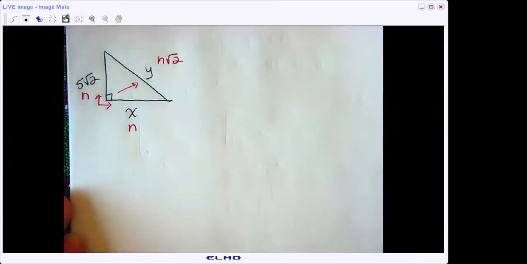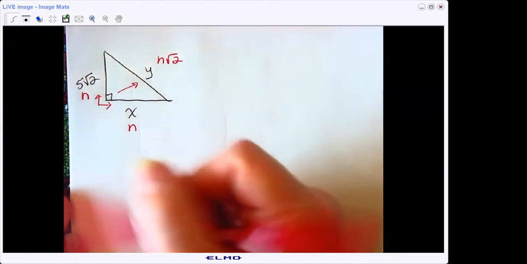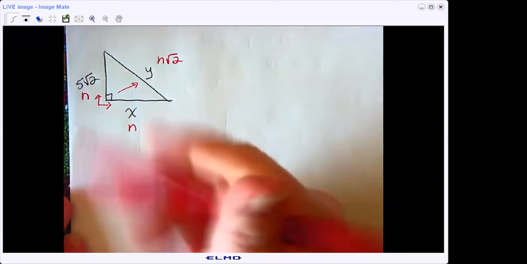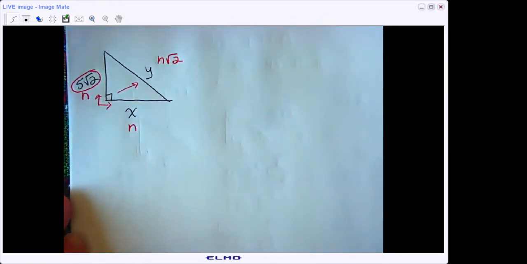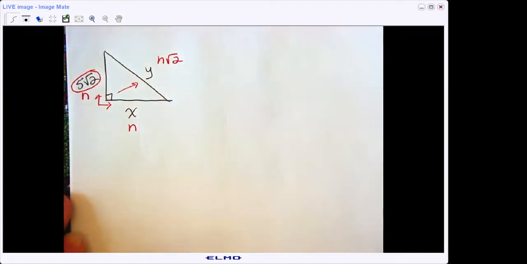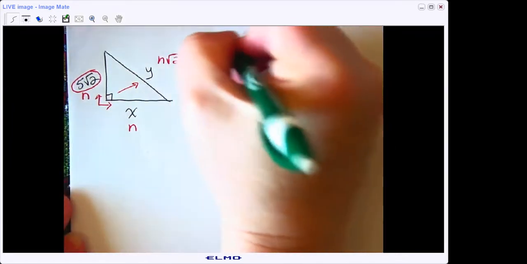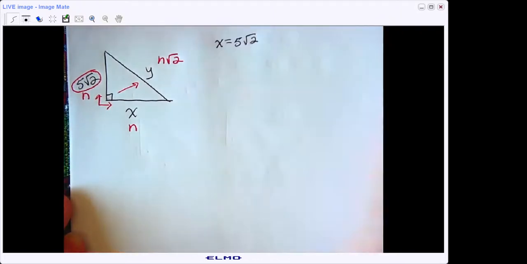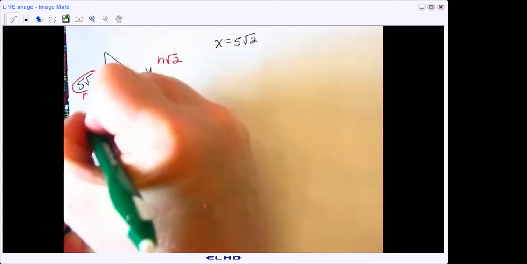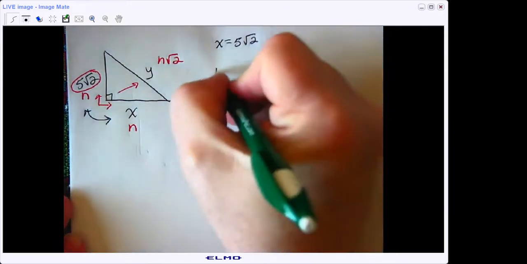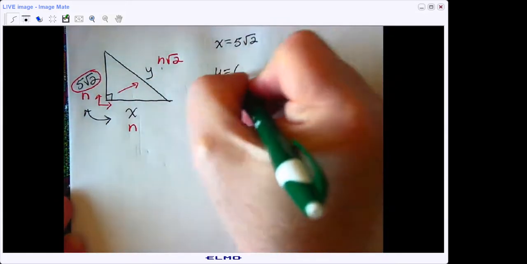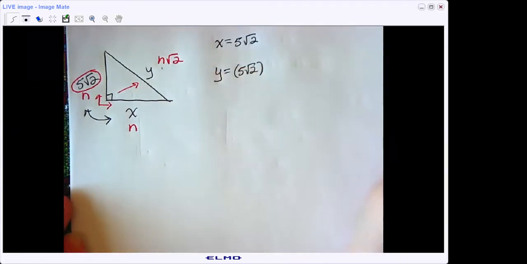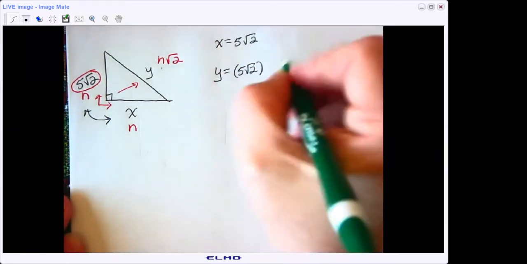If you're not careful, our brain, being the wonderful organ that it is, will think that n would be 5, but it's not. N is all of this. So what does that make x? 5 square root 2. Because these are the same. No problem. But when we solve for y, remember we're going to take that same n, which is 5 root 2, and then we're going to put the root 2 next to it.